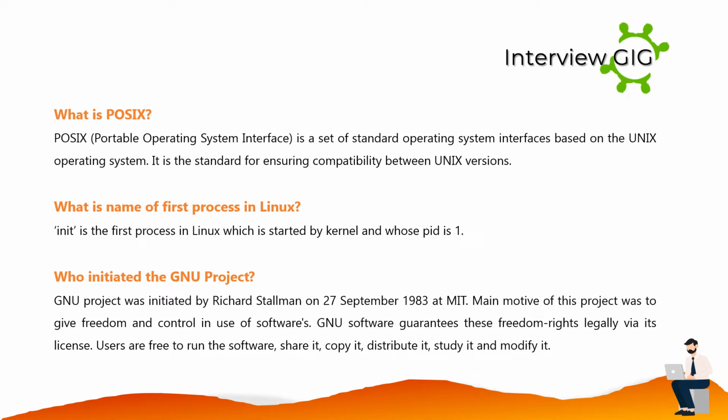What is the name of the first process in Linux? Init is the first process in Linux, which is started by the kernel and whose PID is 1. Who initiated the GNU project? The GNU project was initiated by Richard Stallman on September 27, 1983 at MIT. The main motive of this project was to give freedom and control in the use of software. GNU software guarantees these freedom rights legally via its license. Users are free to run the software, share it, copy it, distribute it, study it and modify it.